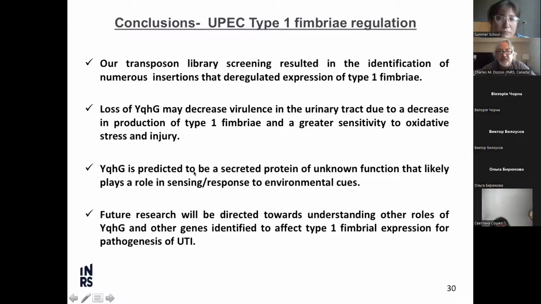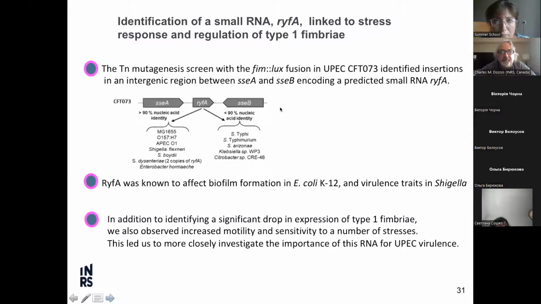But it'll be interesting to try to understand in what way this system is important for E. coli, and in our particular case here, extra-intestinal pathogenic E. coli, but it may also play some roles in other E. coli causing other types of infection. And so we're interested in continuing to identify specifically how this protein is doing what it does.